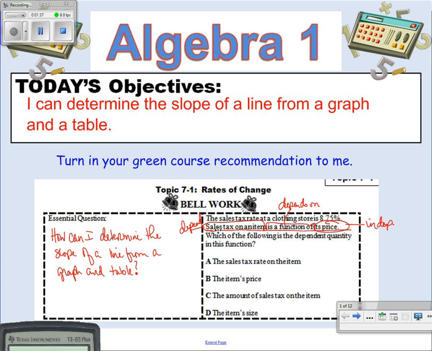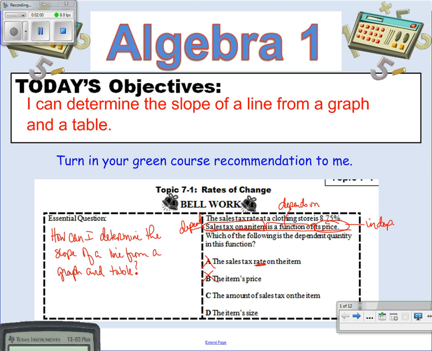We want to look for sales tax on an item. A says sales tax rate on an item. The key here is that it says rate. Our dependent should just be sales tax, not a rate. So A is not it. B is the item's price. Again, according to our sentence, the dependent is the sales tax on an item. That is not the item's price.